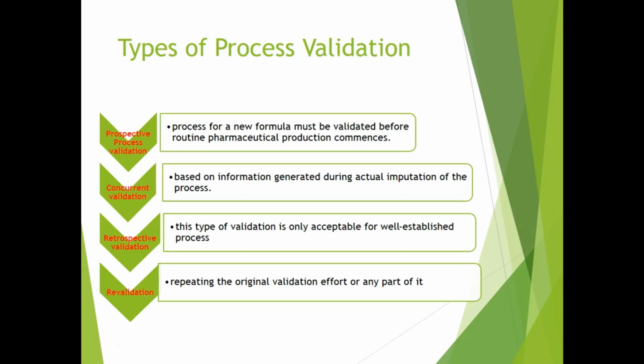Concurrent validation, this is where this is not possible. It may be necessary to validate processes during routine production. Retrospective validation, processes which have been in use for some time should also be validated, but these are processes that are well established, and you can use data coming out of those processes for retrospective validation. And then, of course, revalidation needs to be completed if your original process changes in any way.